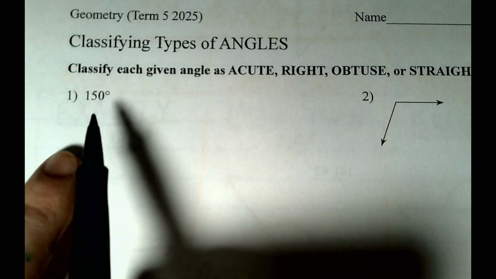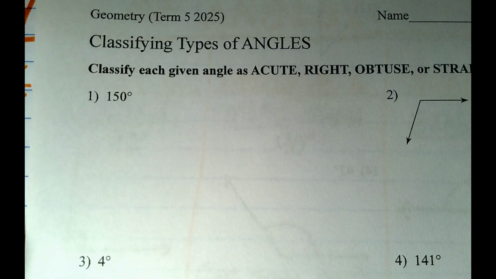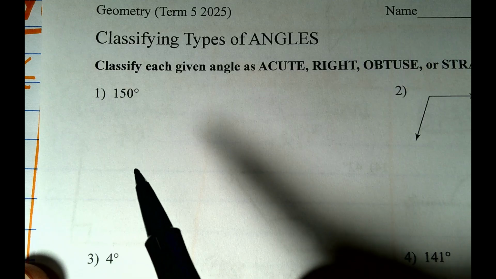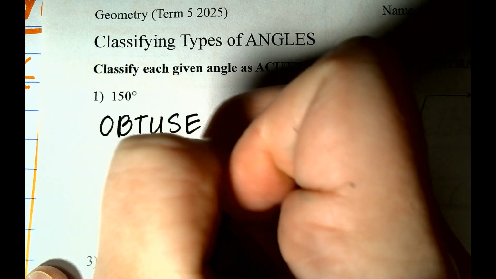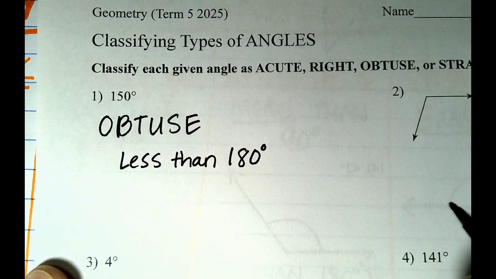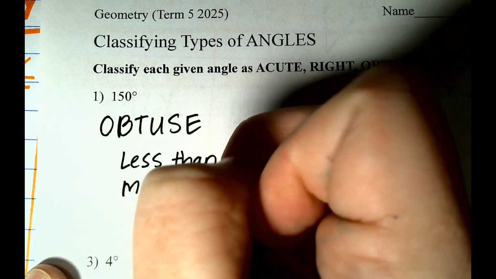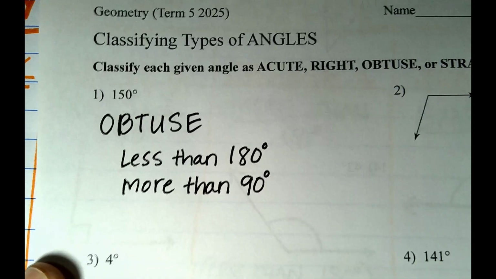Would this angle, 150 degrees, be acute, right, obtuse, or straight? Obtuse. Why? Because it's less than 180 and more than 90. Good. Perfect. How about number 2?